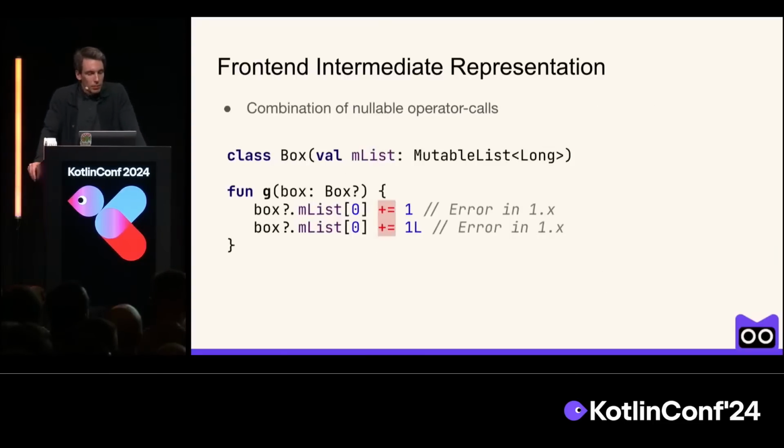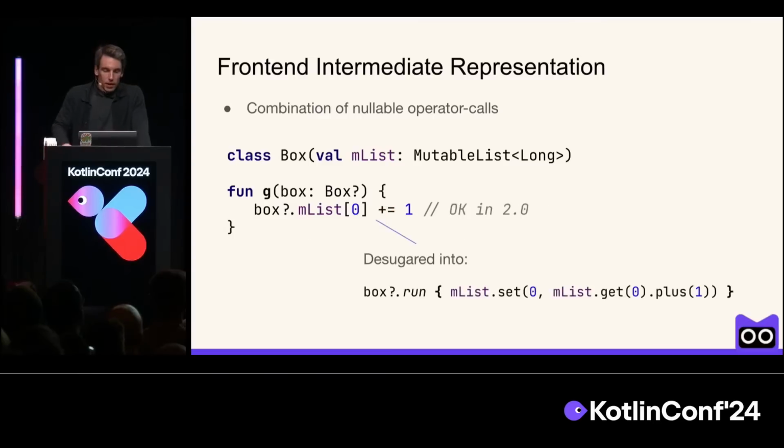And the cases can be even more complicated. For example, here we have the class Box that holds our mutable list of longs. And in the function, we want to increment the first element of the list again. The compiler fails to do so, even if we specify that we want to increment it by a long. Here, it's a slightly different reason, related to using a nullable left-hand side of a plus assign operator. And again, in 2.0, such expressions can be properly desugared, adding even more operators to the desugaring process.